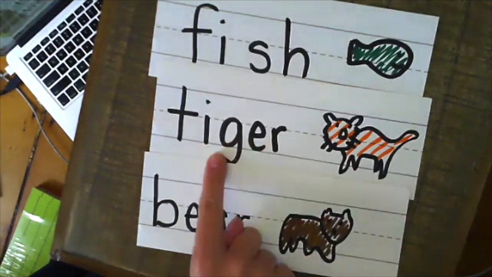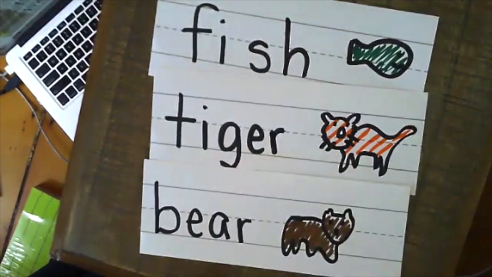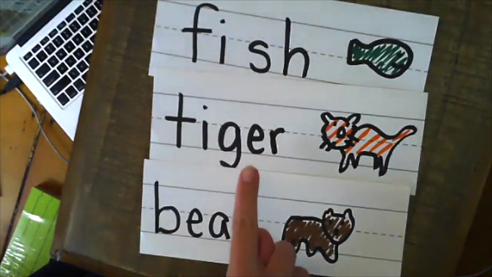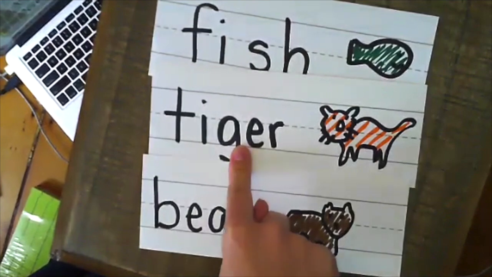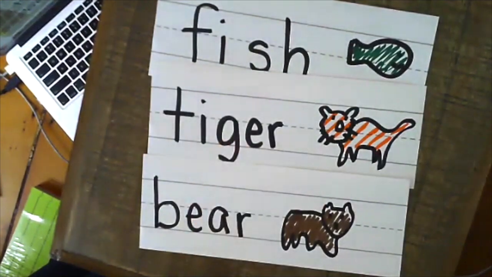That's right, it was tiger. It tried to trick us into going tiger, but that's not what we do. We hold our finger down like I did. Watch. Tiger. We hold our finger down the whole time for that long word. Even though it has two parts, tiger, it still gets just one tap.